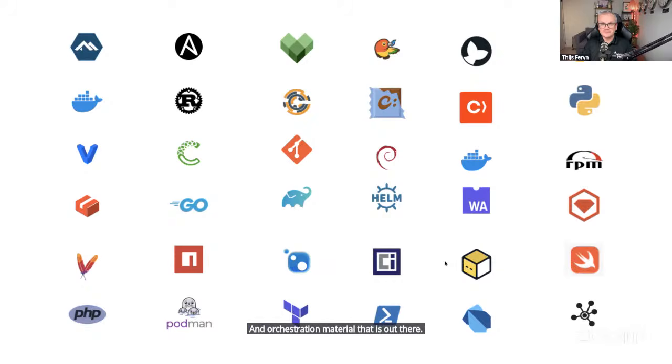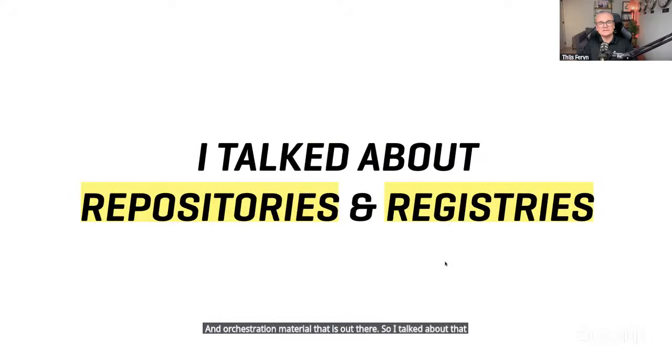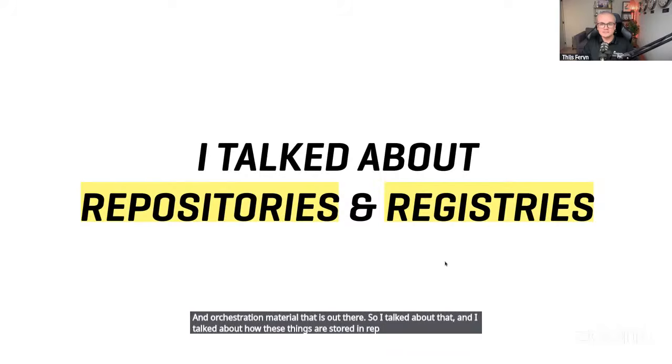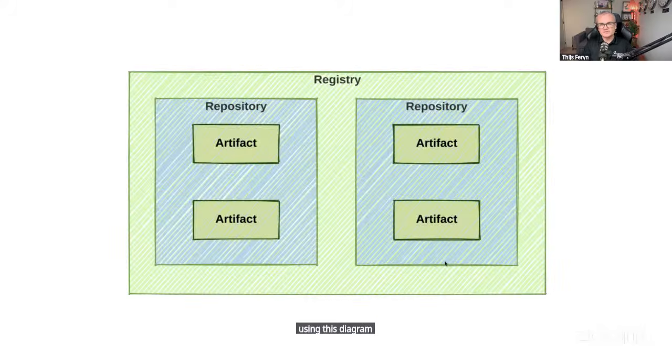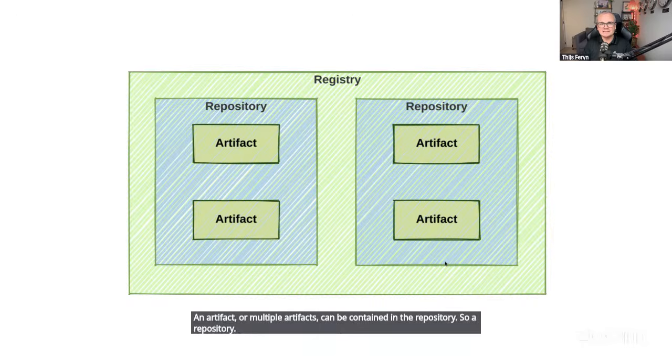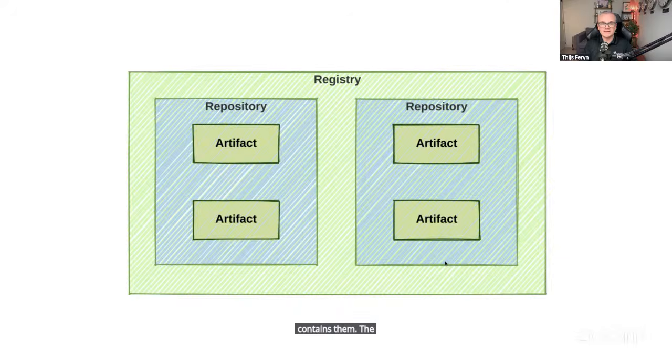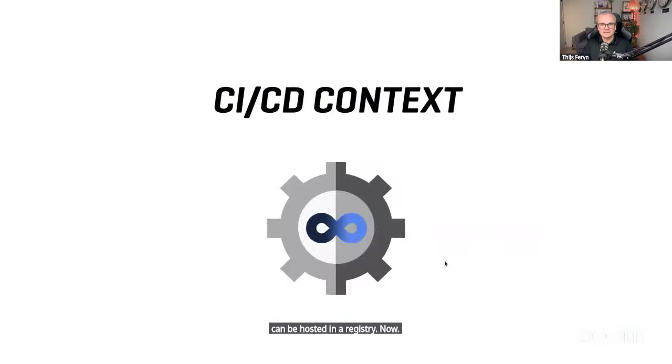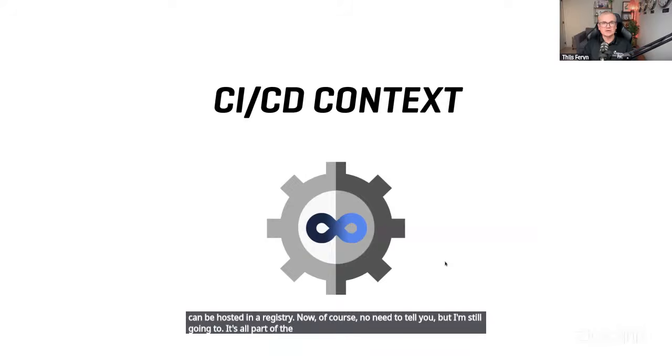So I talked about that, and I talked about how these things are stored in repositories and registries. And might I remind you, using this diagram, that a repository and a registry is not exactly the same. An artifact or multiple artifacts can be contained in a repository. So a repository contains them. The transport happens by a registry. So that means multiple repositories can be hosted in a registry. Now, of course, no need to tell you, but I'm still going to. It's all part of the CI/CD context.